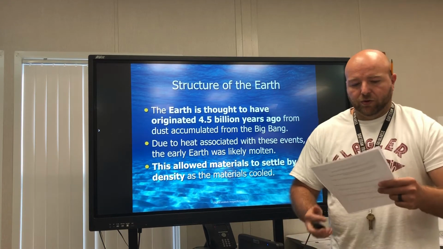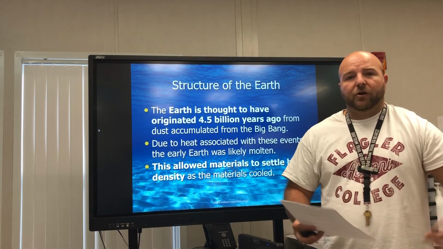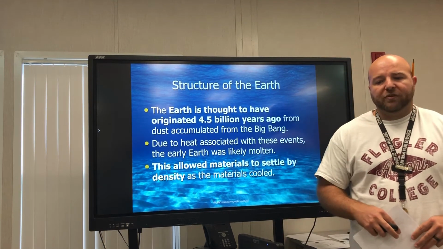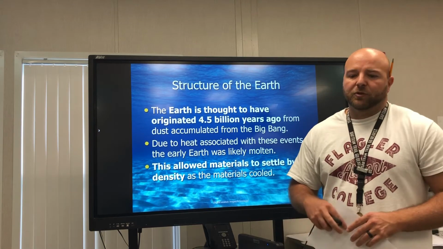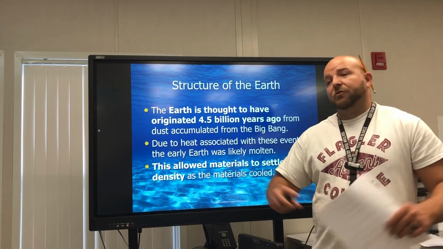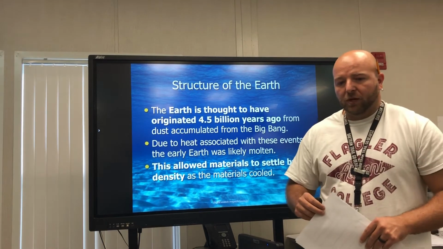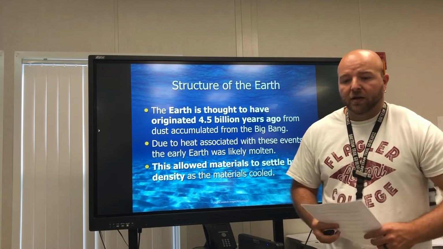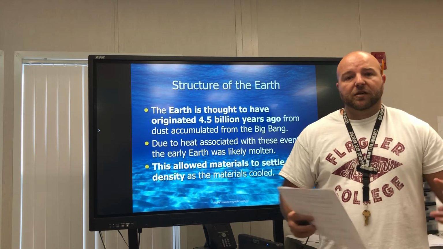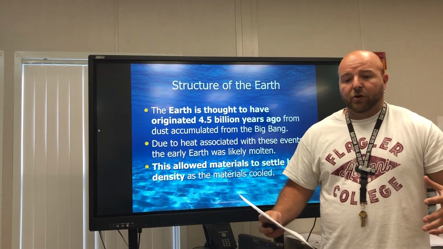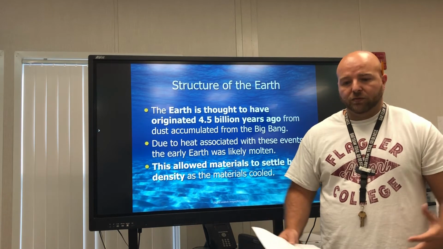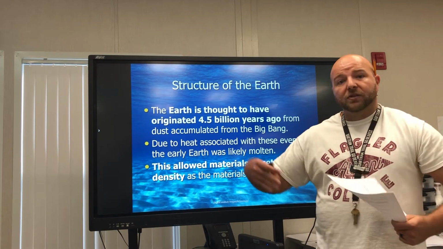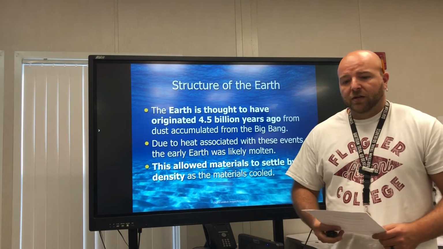Going on to question number 2 here. How is Earth thought to have originated? The Earth is thought to have originated about 4.5 billion years ago from dust that accumulated from the Big Bang. There are, of course, other ideas out there as well, but among scientists, this number and this theory are the most prominent. Due to the heat associated with the events around the Big Bang, the early Earth was likely very molten, and this allowed the materials to settle based on density. You'll hear that word density coming up over and over again throughout this lesson.